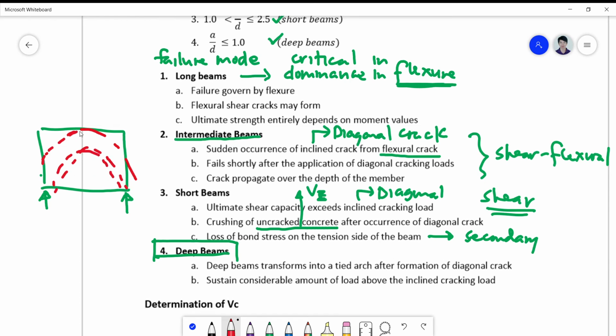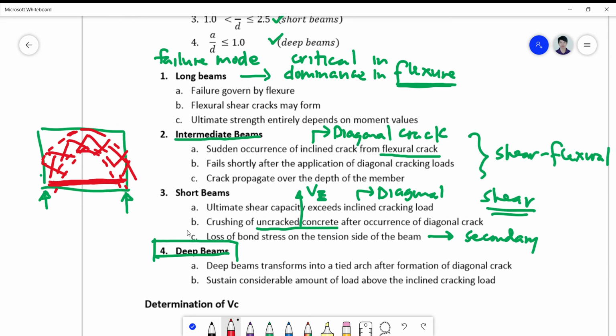Okay, so this serves as a tie arc, which is tied by the reinforcement at the middle. So it actually is a very strong beam, but the failure is more likely to happen on the shear aspect rather than the flexural aspect because it's deep.